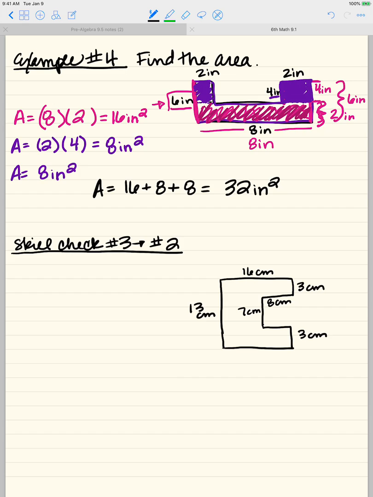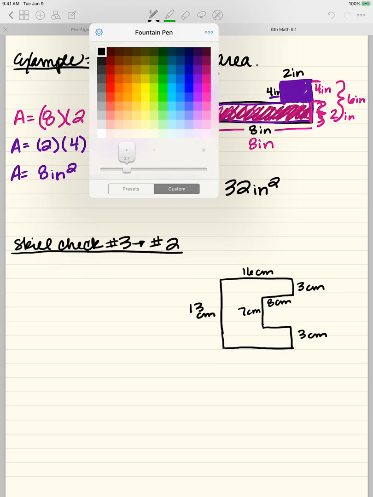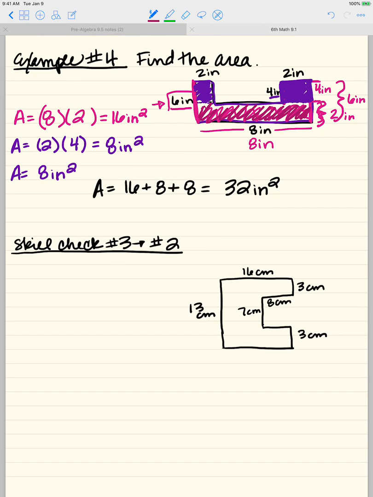Now, let's turn the page to page 386 and look at one last example before you're let loose to the end of this lesson. Skill check number 3, number 2. Here is the figure just as it is in your book. Let's split this into some rectangles that we can find the area of. We're going to find the area of this rectangle up here. We're also going to find the area of this rectangle down here. Those two are equal to each other, so I'm putting them both the same shade of pink. And then we are going to find the area of this rectangle inside here.